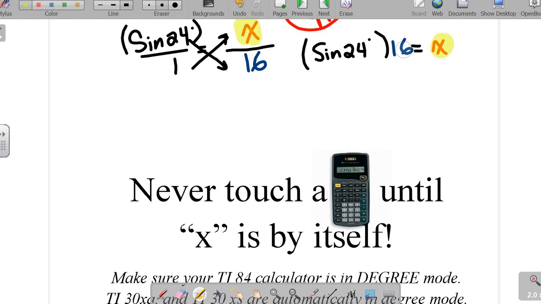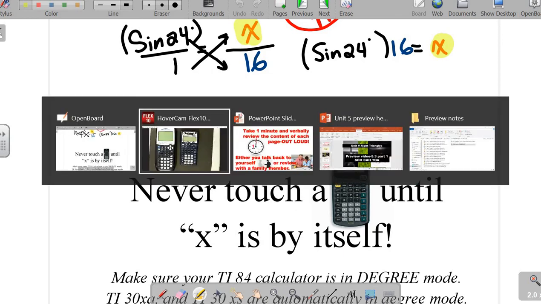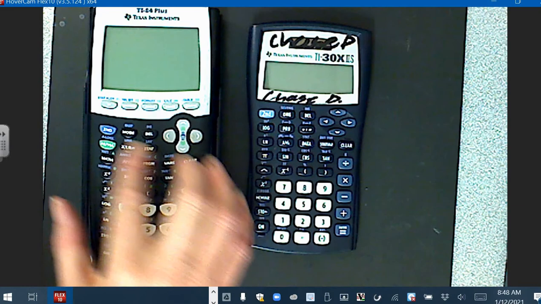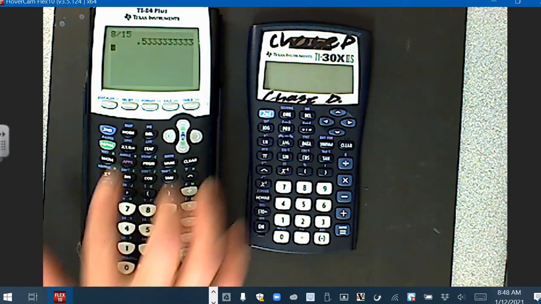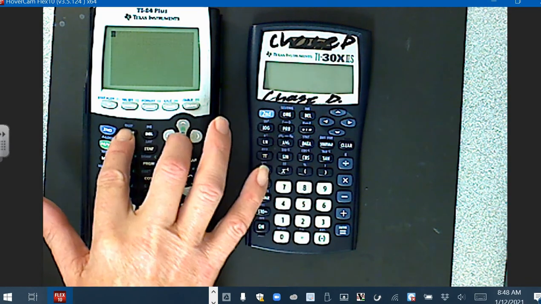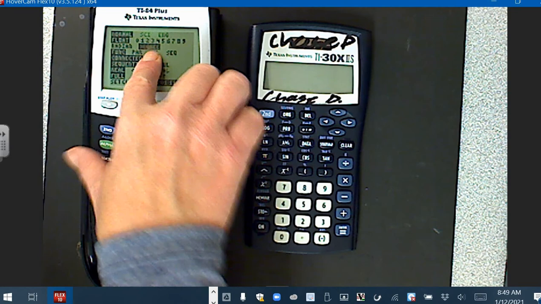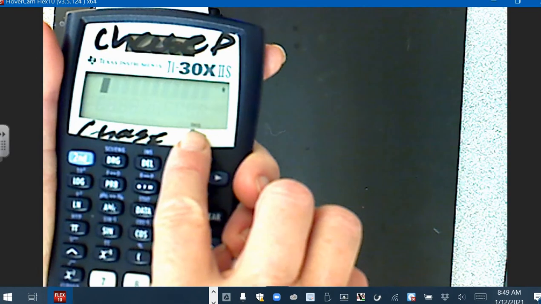Now, we're going to show you how to do that on your calculator. So go into your calculators. For the TI-84, you first have to make sure it's in degree mode. So you hit Mode, down, down, over. So degrees is flashing, Enter, Clear. Your smaller calculators are going to automatically be in degree mode.